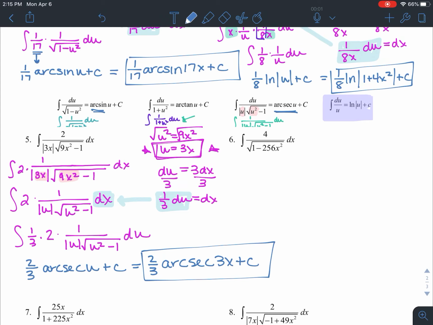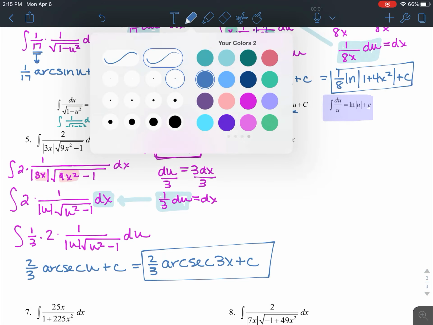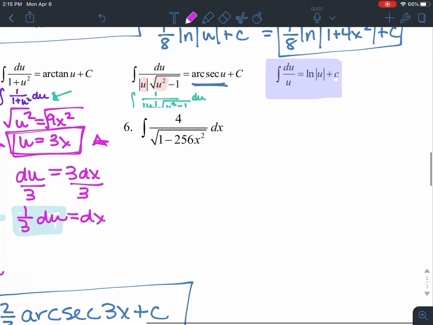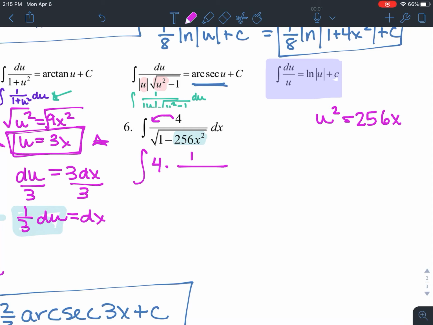Number 6. Very similar. We now have a number up top. Kick that number in front. So we've got 4 times 1 over. Looking in here, I'm going to make that my u squared. U squared equals 256x squared. So the square root of 1 minus u squared dx.